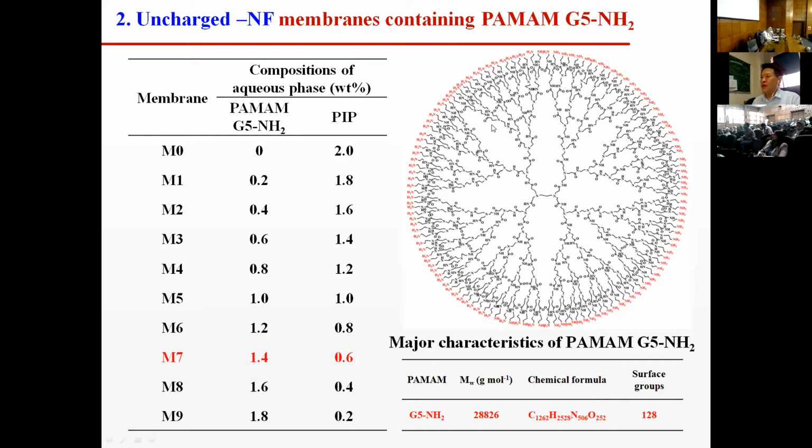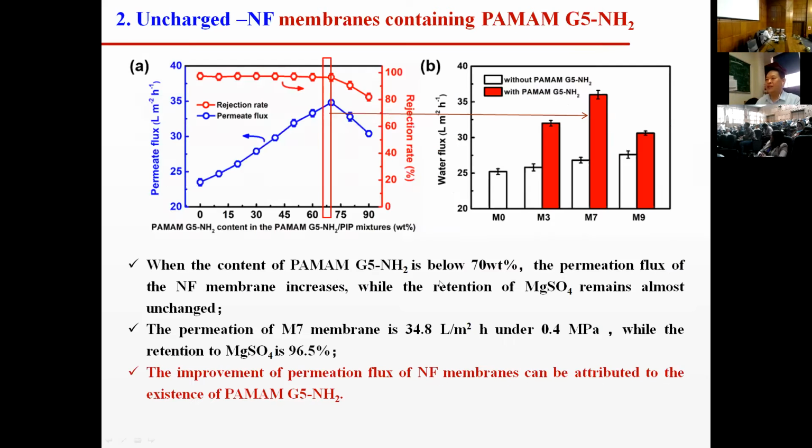In our work, we checked different compositions using the dendrimer and the PIP as a copolymer, and prepared a series of NF membranes. From this figure, we can find that if we use the amino-based PAMAM dendrimer, the flux and the rejection are very good. Especially the flux is very high if we use PAMAM to replace PIP as a monomer.